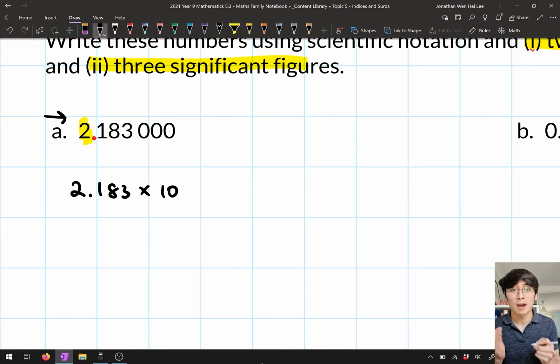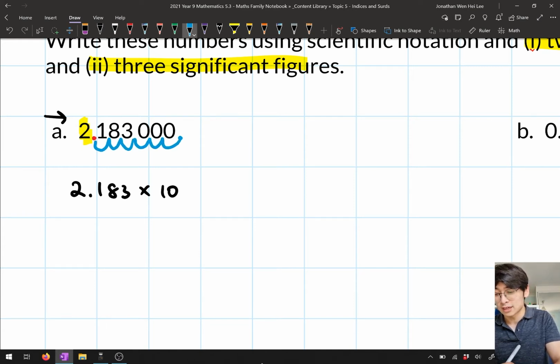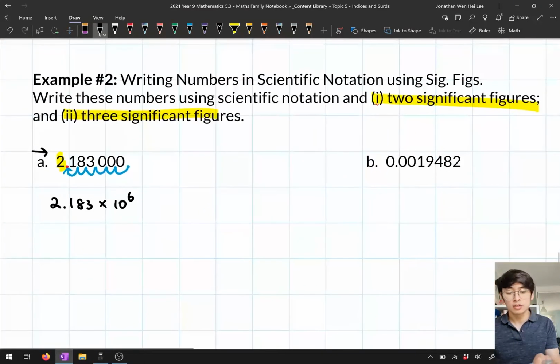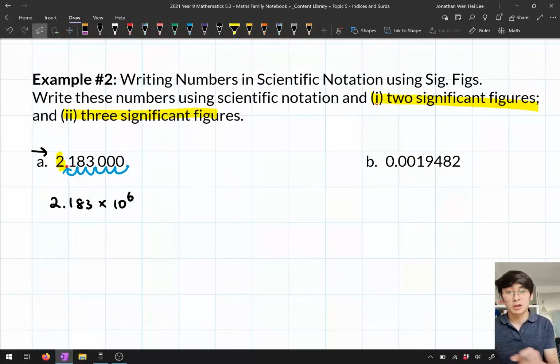Now we want to count up how many times we move the original decimal point. The original decimal point was over here, right next to the 0. And so we move it to the left, 1, 2, 3, 4, 5, 6. We move it 6 times. So that tells me that we're multiplying this, and because we're moving to the left, it's going to be 10 to the power 6. So last lesson, that's how we would have written this number using our scientific notation. But in this question, we want to write this using 2 significant figures and then 3 significant figures.